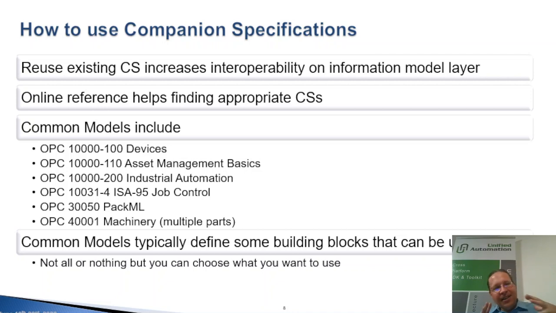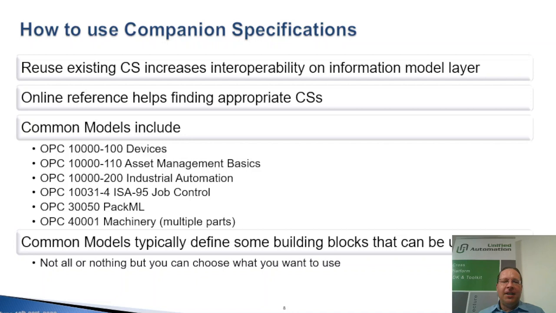And PackML is, I would say, not really such a common thing. It's intended to be a domain-specific one for the packaging industry, but they actually have defined a state machine based on ISA 88, and this is a very common state machine, and it's actually used in some other companion specs as well. So therefore, I put it on that list as well.